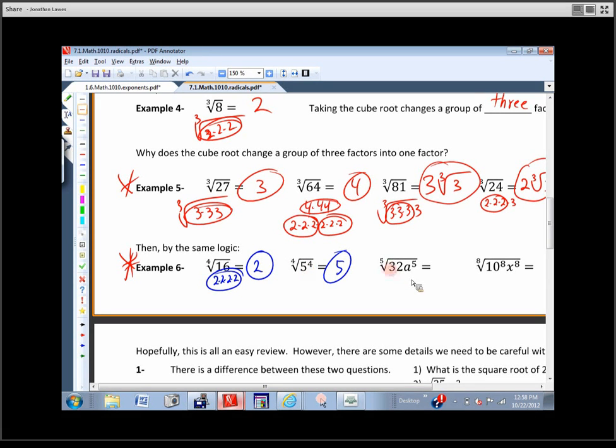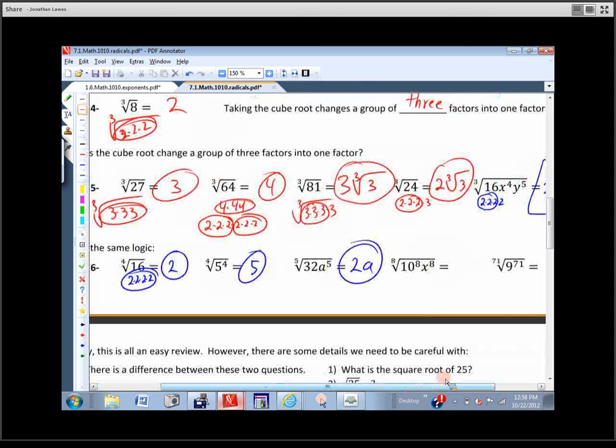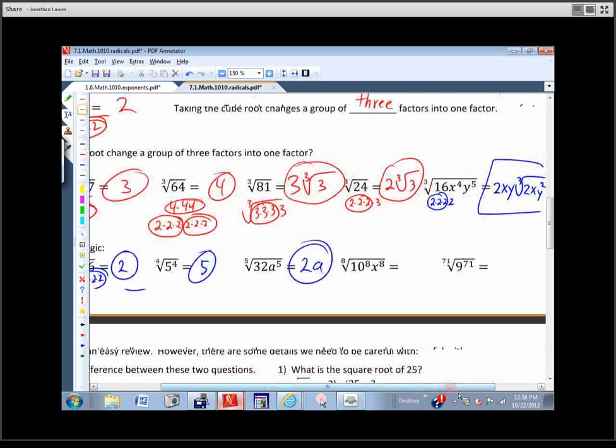Okay? Groups of 5. The A is easy, right? 32. 2 times 16, which is 2 times 8, which is 2 times 2 times 2. 5 2's. So this is a 2A. Take a look at the next one. We're looking for groups of 8, right? I've got 8 10's, and I've got 8 x's. Do I need anything else, Parker?